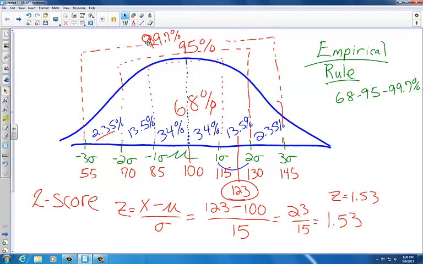So there you have it, a quick summary of the normal model, empirical rule, and z-scores.